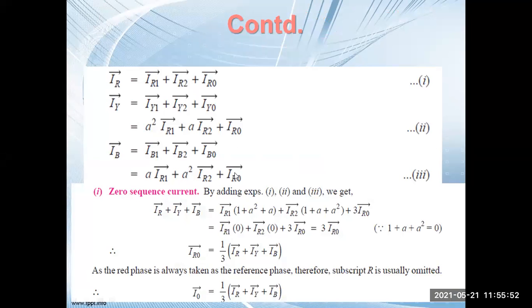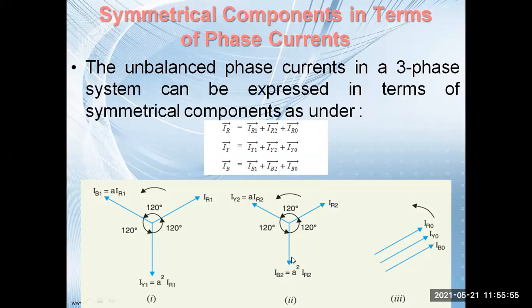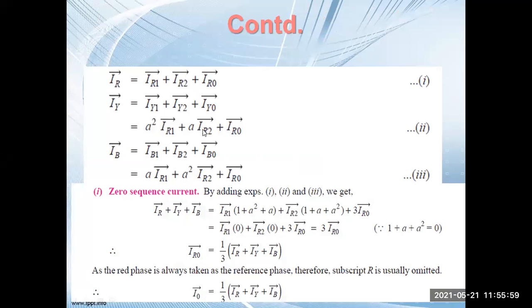IY2 will be equal to A into IR2, which we have substituted here, and IY0 will be equal to IR0. I told you that all zero sequence components are equal.